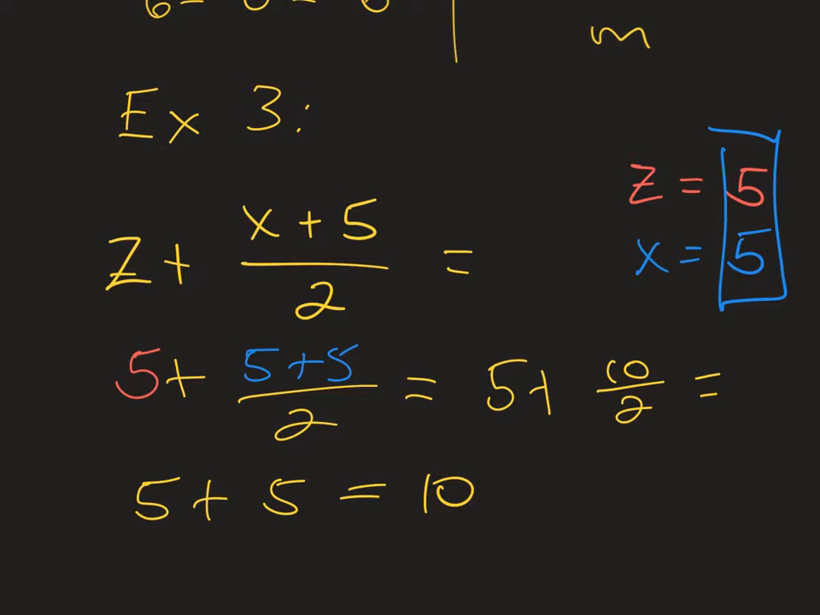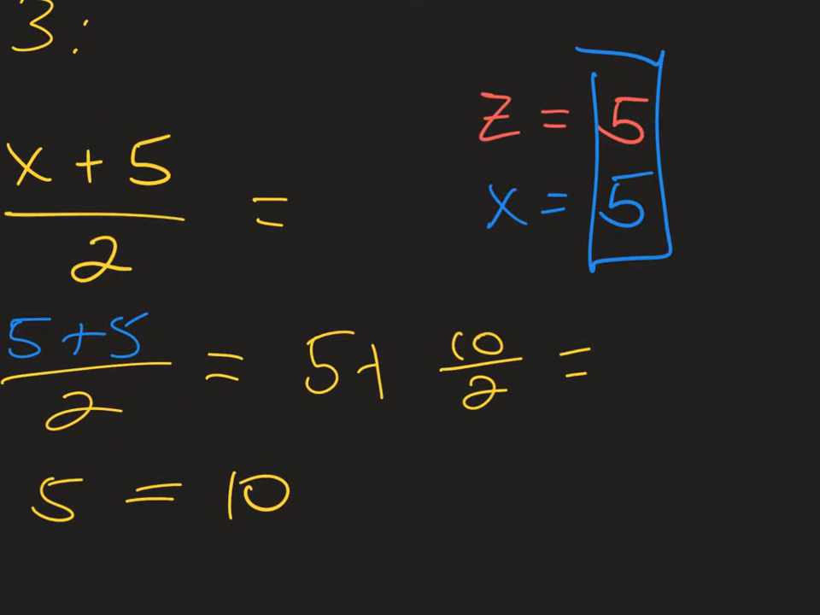Okay, but since the values of z and x, this is just a little side note, the way sometimes you should think of problems. z equals 5 and x equals 5. That literally means that z is equal to 5 and 5 is equal to x, which in reality means that z is equal to x.